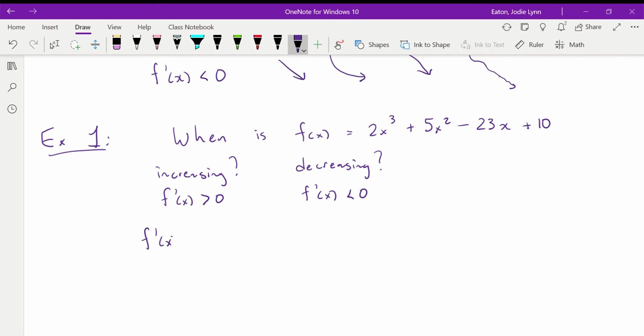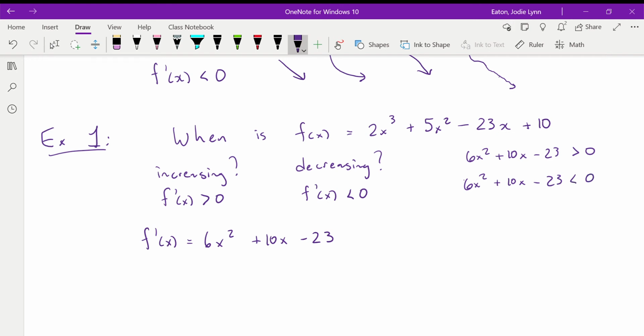So here we go, f prime of x equals 6x squared plus 10x minus 23. Now let's interpret what we've got. We want to know where this is positive and where this is negative. Since we have a quadratic, we're going to want to know where it changes from being positive to negative. So we're looking to solve the two inequalities: 6x squared plus 10x minus 23 is greater than 0, and 6x squared plus 10x minus 23 is less than 0.